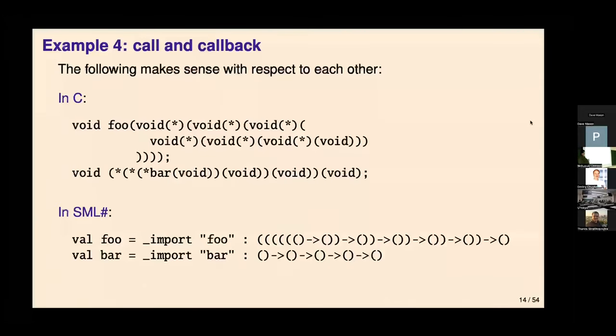Next example is a callback. So can you read this? This is just for entertainment, but this function takes a pointer to a function, which takes a pointer to a function. In contrast, this function returns a function. You can import such kinds of C functions like this. So this function takes a function as an argument and gives an SML Sharp function as a callback function to the C function.